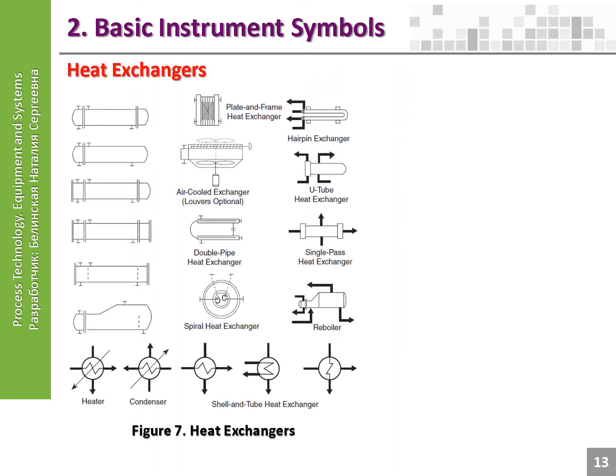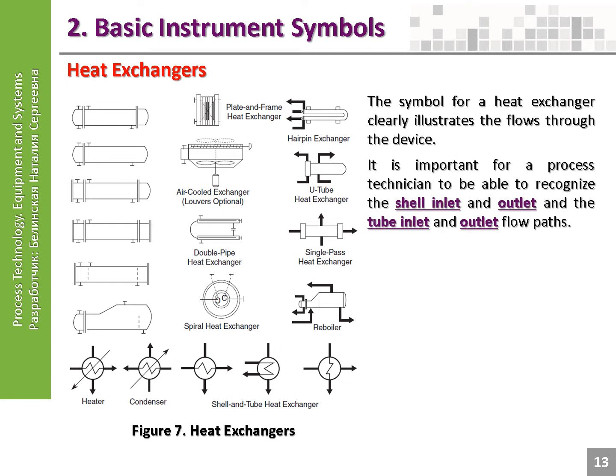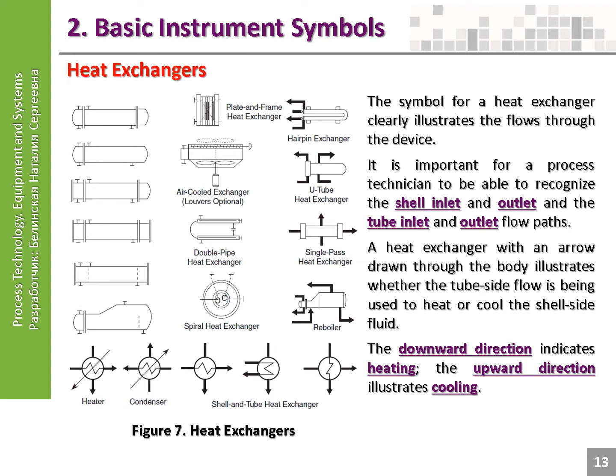Heat exchangers. The symbol for a heat exchanger clearly illustrates the flows through the device. It is important for a process technician to be able to recognize the shell inlet and outlet and the tube inlet and outlet flow paths. A heat exchanger with an arrow drawn through the body illustrates whether the tube side flow is being used to heat or cool the shell side fluid. The downward direction indicates heating. The upward direction illustrates cooling.